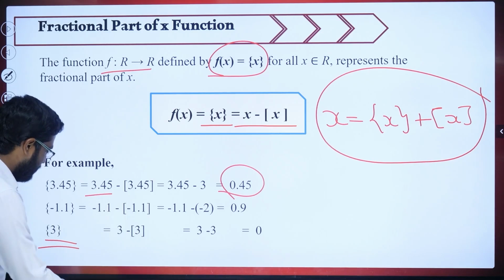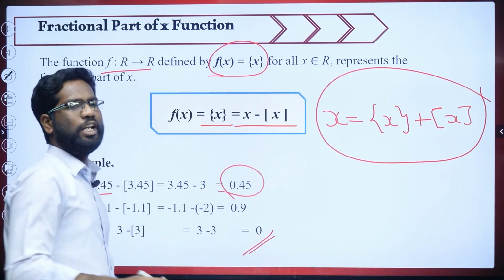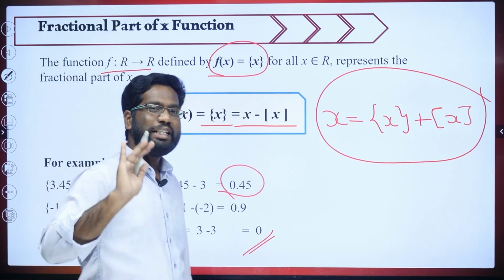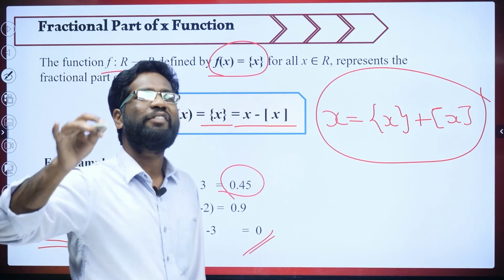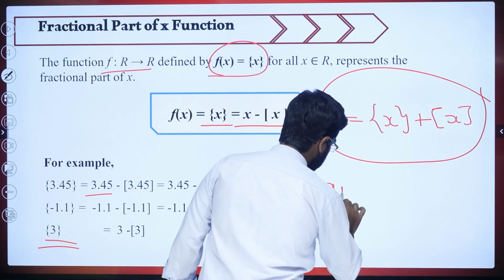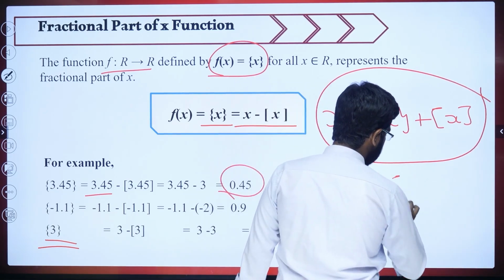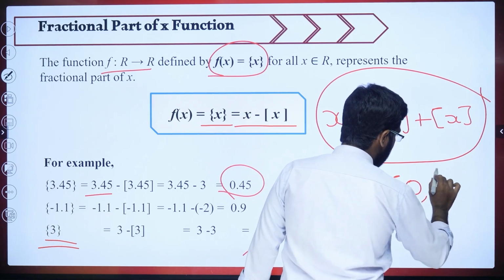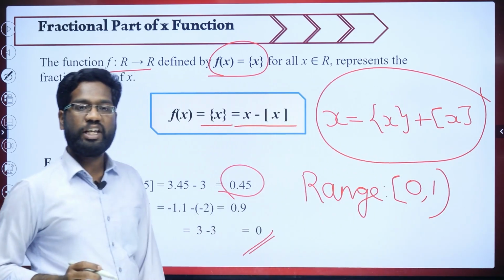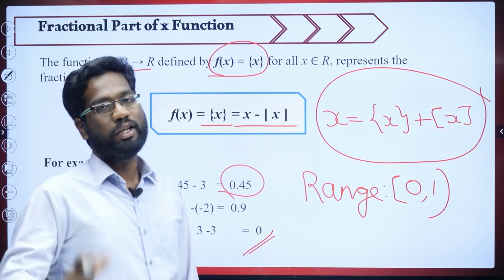If it is an integer, you will get the value 0, and for whatever value you take, you will get up to 0.999; you never get 1, my dear students. So the range, as I explained in the last problem itself, is [0, 1). The range is always going to be [0, 1). Please keep that in mind.